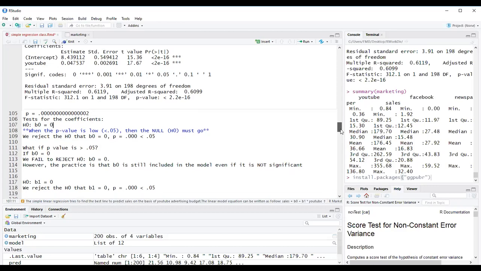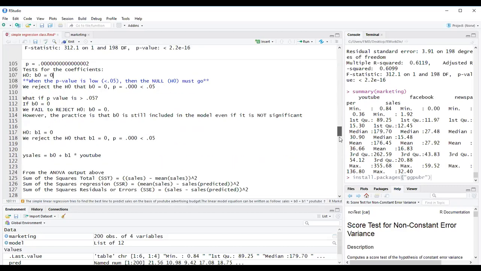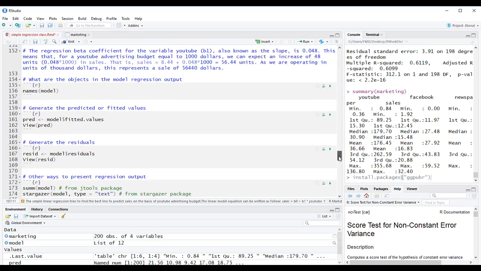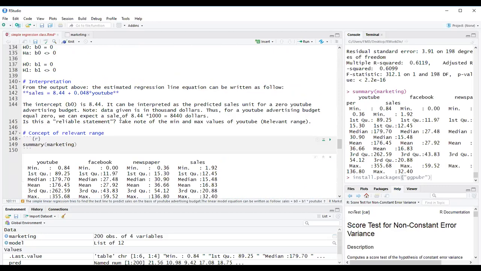All right. Now, I said here na kahit na, guys, yung b sub 0 is not significant, sinasama pa rin natin yan sa model natin. Okay, this is our model. We still include that in our model, this one. Kasama pa rin to. Okay, next.